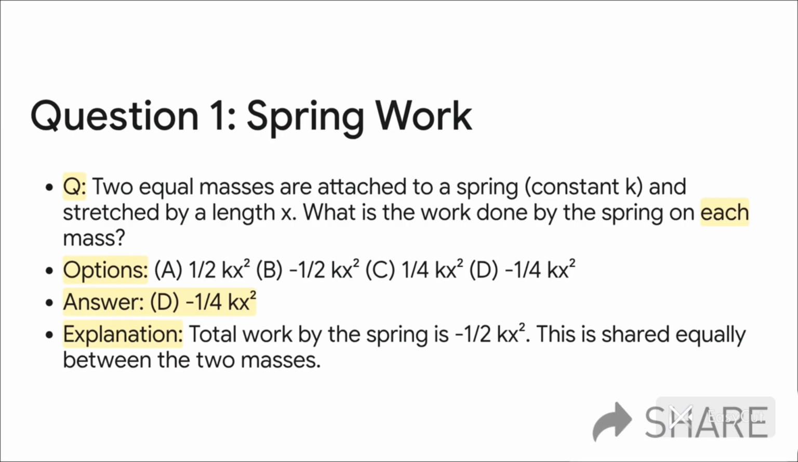The options are A, B, C, and D. And the correct answer is D. So the trick here is to remember that the total work done by the spring is always negative. It's negative 1/2 kx squared. But since that work is being done on two identical masses, it gets split right down the middle. You just divide by 2, and that gives you negative 1/4 kx squared for each mass.